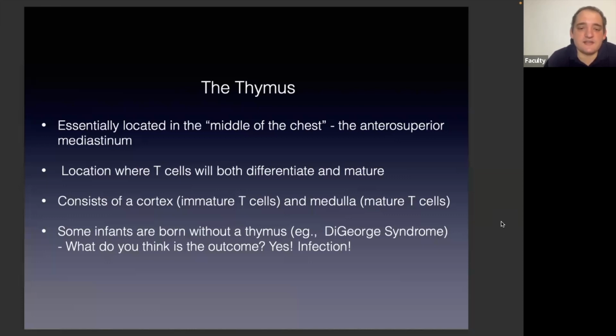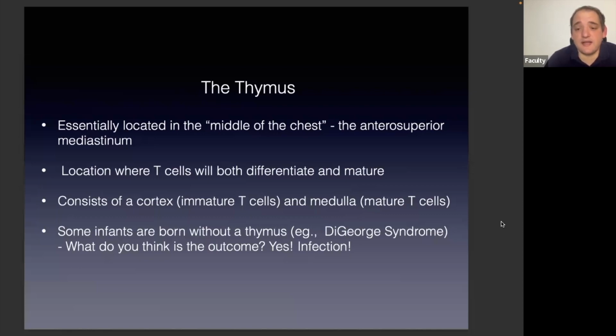On chest X-rays, sometimes you can see what's called a thymic shadow. It's the location where you can actually see the thymus. It looks almost like the sail of a sailboat. And when we look into the thymus, it really consists of a cortex and a medulla. The cortex is the inner part. It's where we have immature T cells.